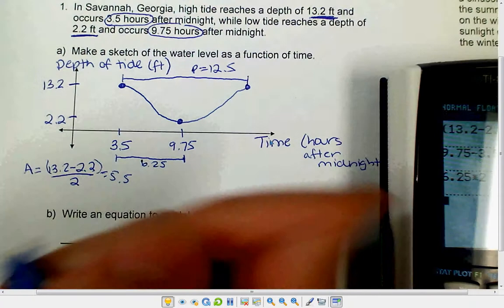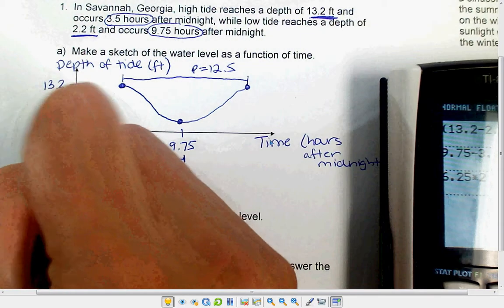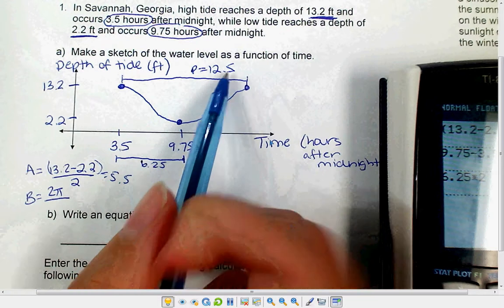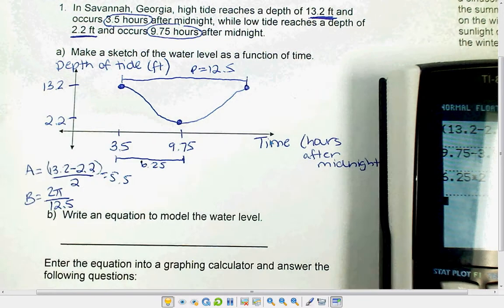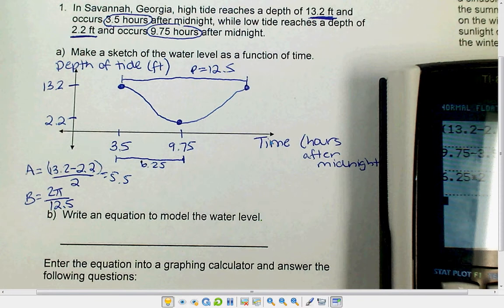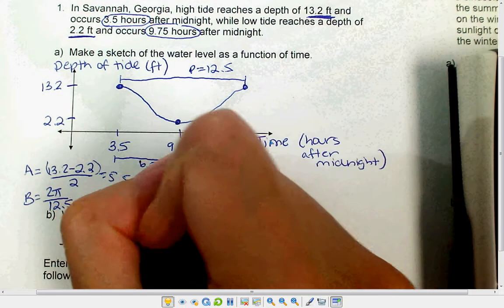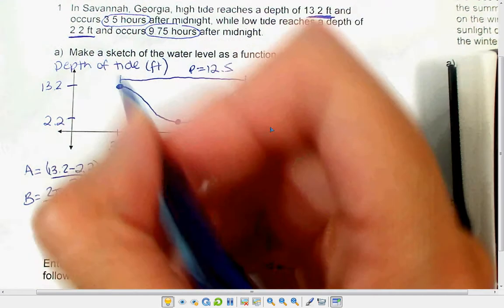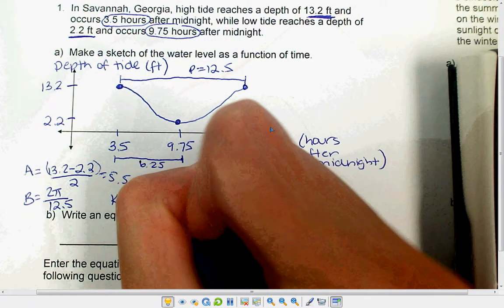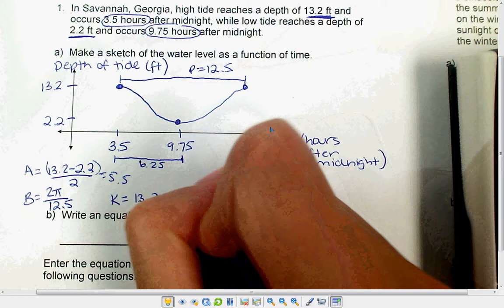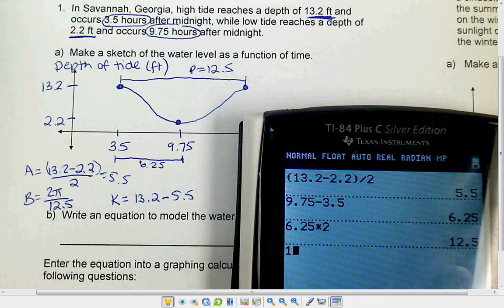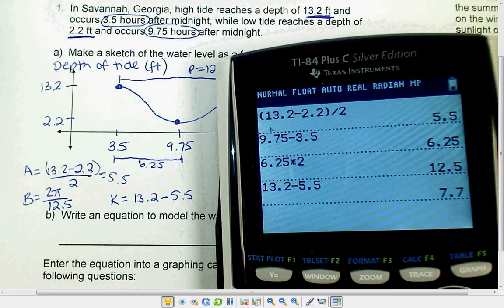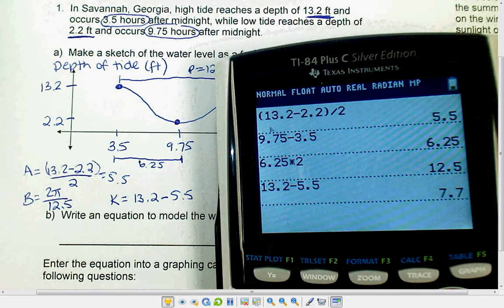Okay, knowing my period, I can now find my value for B. So I have 2 pi divided by 12.5. And next I'm going to find my K, which is max minus amplitude. And the maximum value here is 13.2. My amplitude is 5.5. And that gives me a value of 7.7.